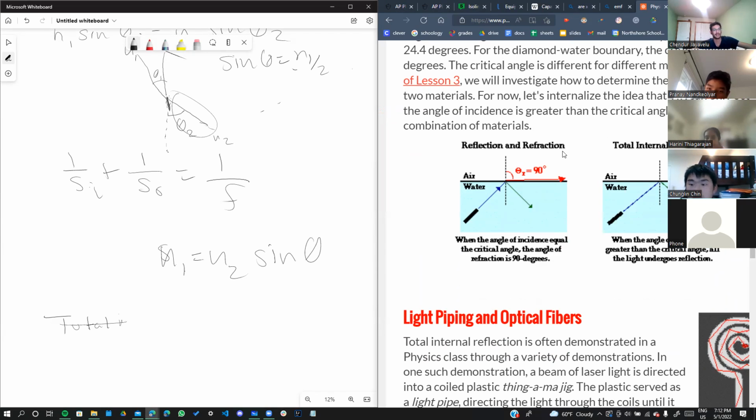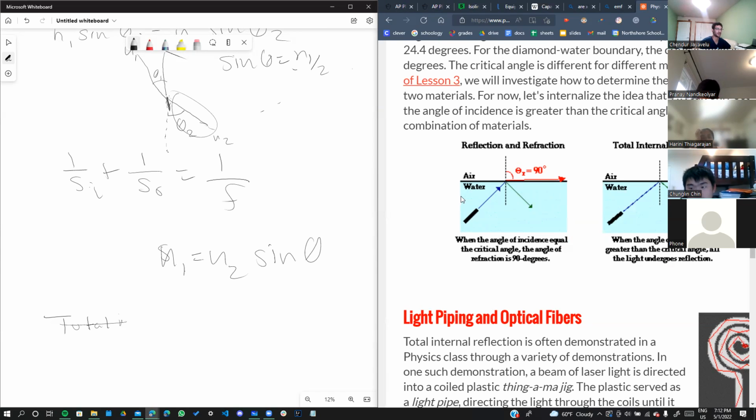So it just bounces off. It only does reflection, so none of it goes through. It's the critical angle. The angle of incidence is such that theta 2, the angle of refraction, is equal to 90 degrees.